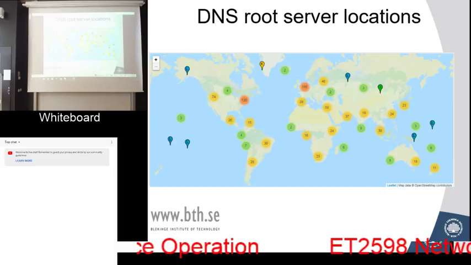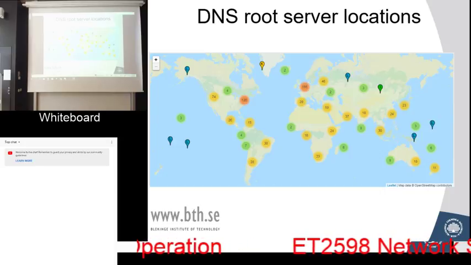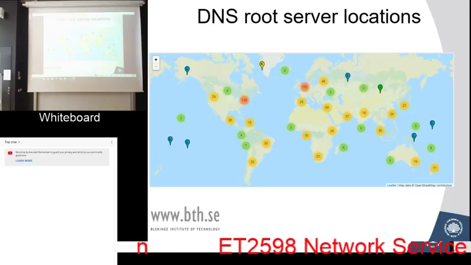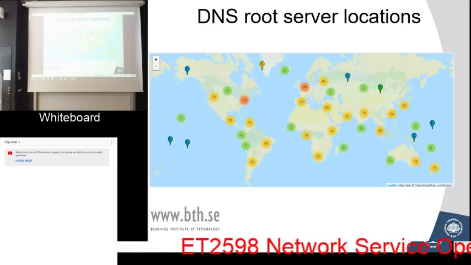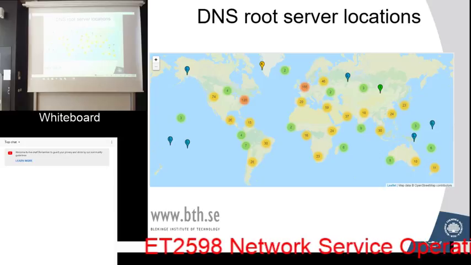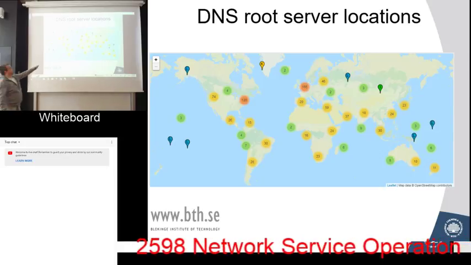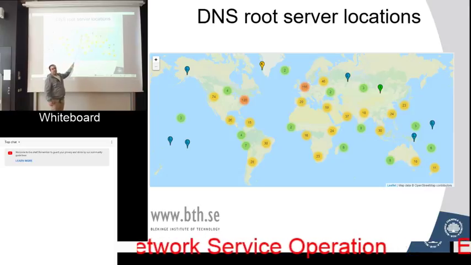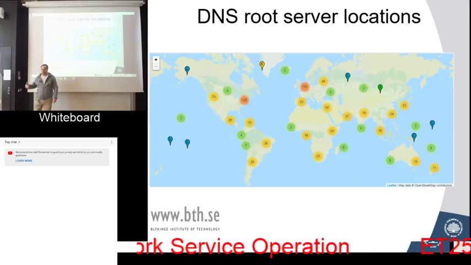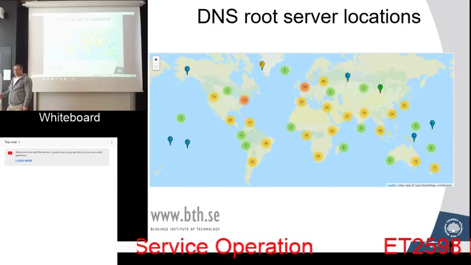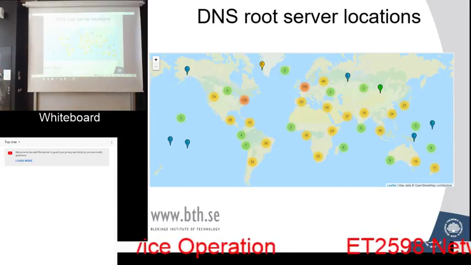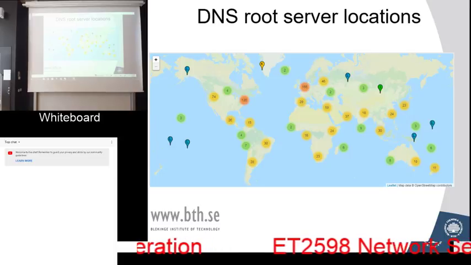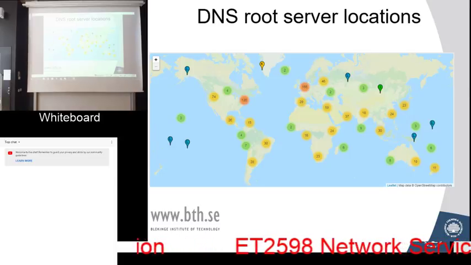That is why if I ping 8.8.8.8, which is Google's DNS, or 8.8.4.4, which is also Google's DNS, I'm not going over there. I'm going somewhere here. Same thing with 1.1.1.1, which is Cloudflare DNS, I think, or something like that. Those are not at specific sites either. They are also distributed.